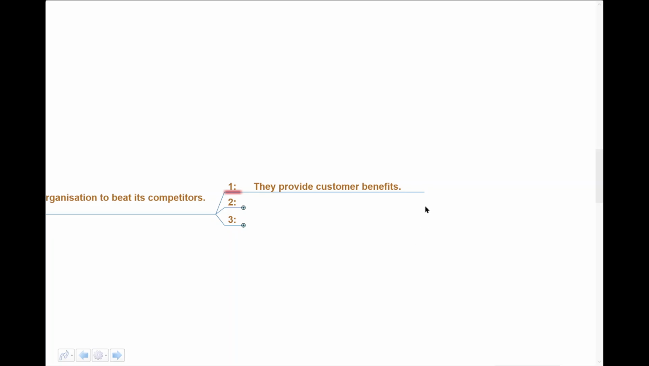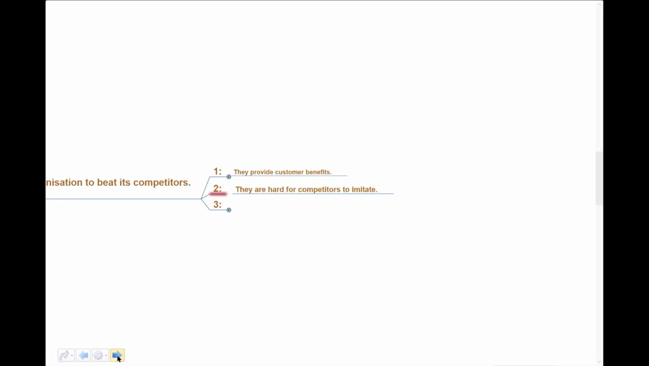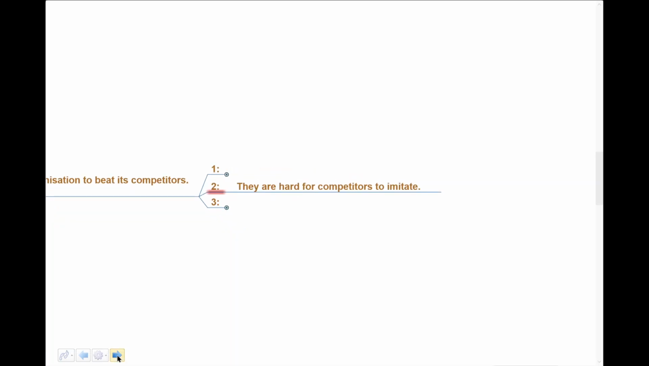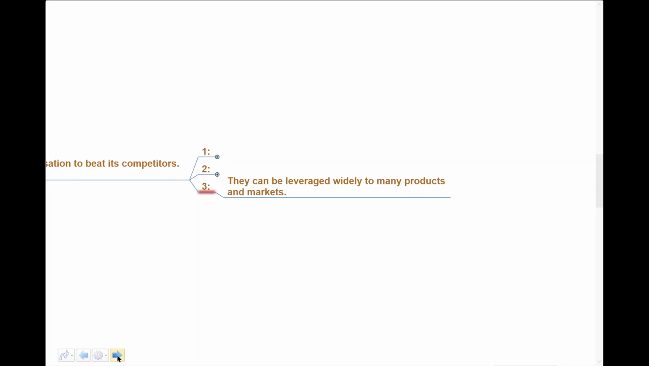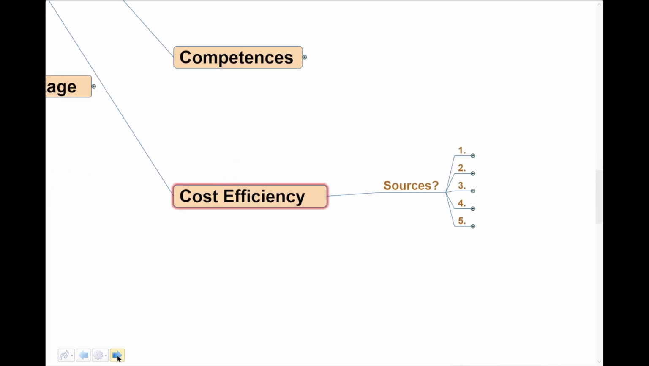First things first, these core competencies provide serious customer benefits, and the customers are aware of this. Second key point, imitation. They're very difficult to imitate. They're not easy to copy. Third condition, they can be leveraged widely. So in other words, these competencies can be applied, generally speaking, to perhaps different products, different services, and indeed different markets. So that's the competencies area, linked into an assessment of resources and indeed competencies.